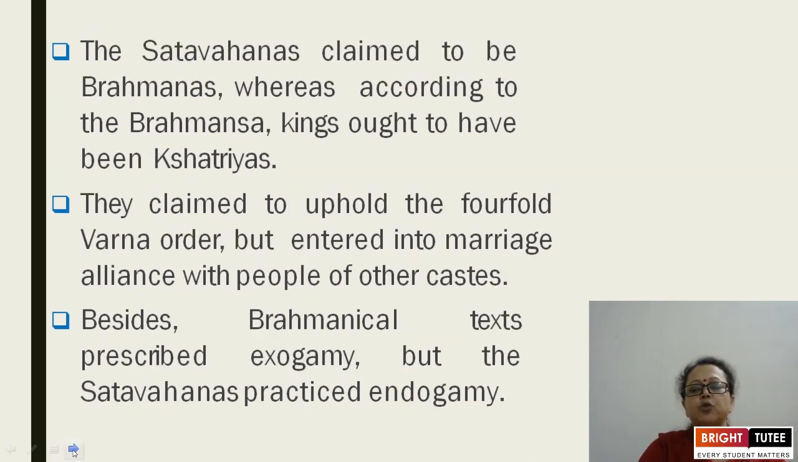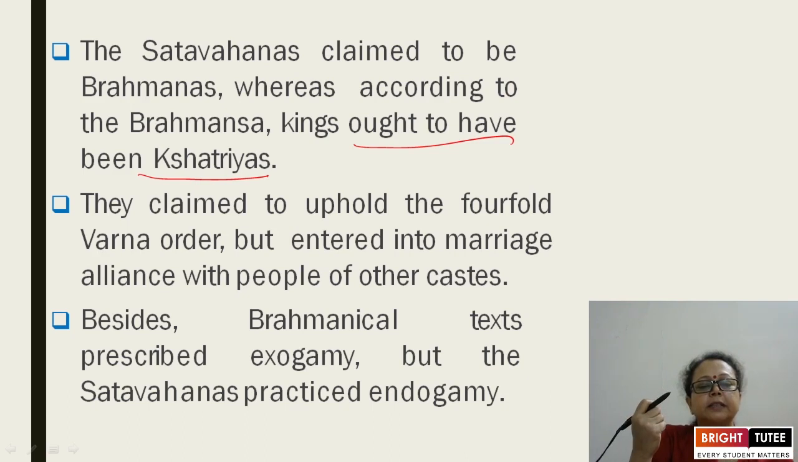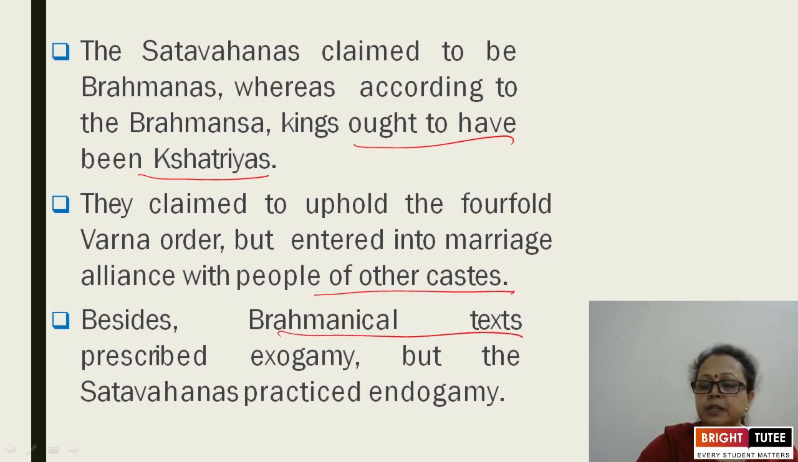The Satavahanas claimed to be Brahmins, whereas according to the Brahmins, kings ought to have been Kshatriyas. According to the Dharma Shastras, the rulers are from the Kshatriya order. But these Satavahana rulers claimed that they were from the Brahmana group. They claimed to uphold the fourfold Varna order, but entered into marriage alliances with people of other castes as well. Besides this, Brahmanical texts prescribed exogamy, but the Satavahanas practiced endogamy.